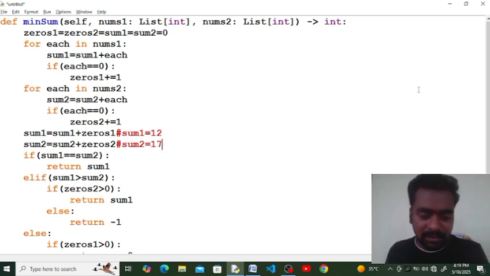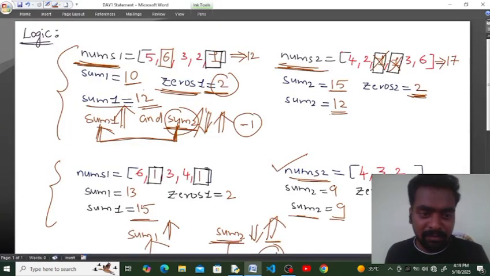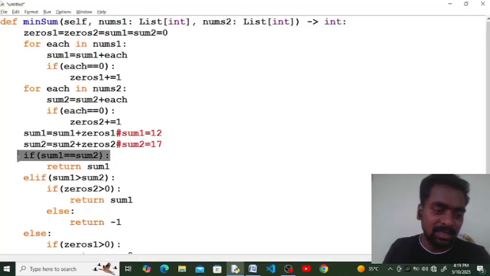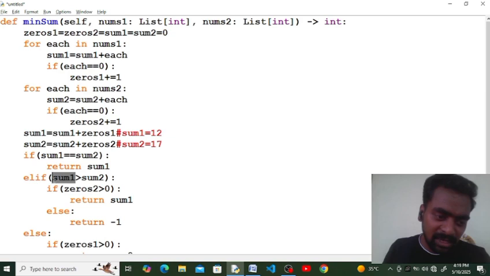So now after getting the sum 1 and sum 2 values, just compare whether both values are the same or not. Here sum 1 is 12, sum 2 is 17. So both are not the same, false condition. So the answer is not sum 1 or sum 2. If both are not the same, then compare sum 1 and sum 2. Here I am writing this elif condition for sum 1 being larger. If sum 1 is larger, it means sum 2 is smaller, so you have to increment the sum 2 value.